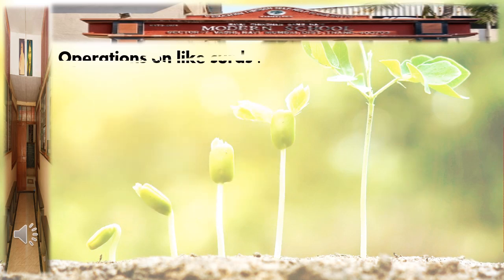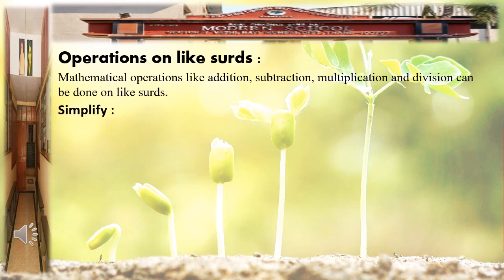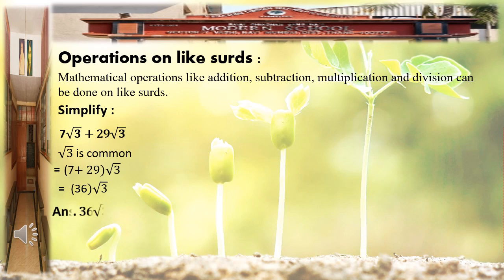Now we will learn operations on like surds. Different mathematical operations like addition, subtraction, multiplication and division can be done on like surds. Let's solve some examples. First example is of addition. We have to simplify 7 root 3 plus 29 root 3. Moving further, we see root 3 is common. Now adding 7 and 29, we get 36 root 3 as answer.